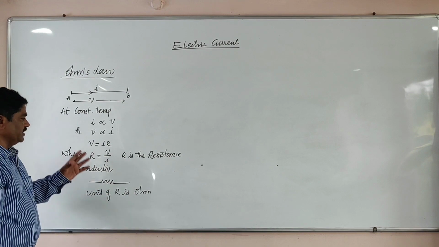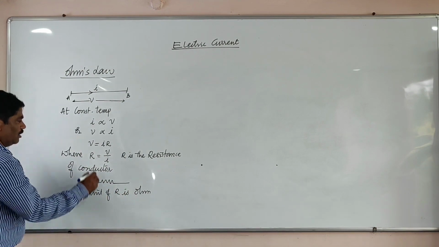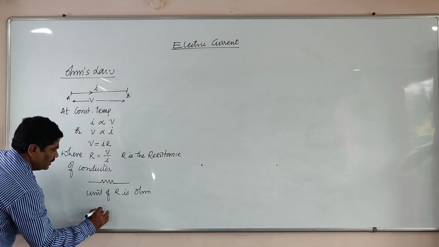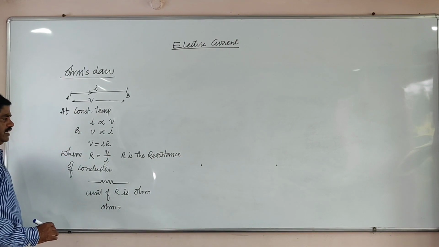In respect of his name, we have given the unit of resistance as ohm. Now, how can we define this ohm? So, 1 ohm resistance can be defined.